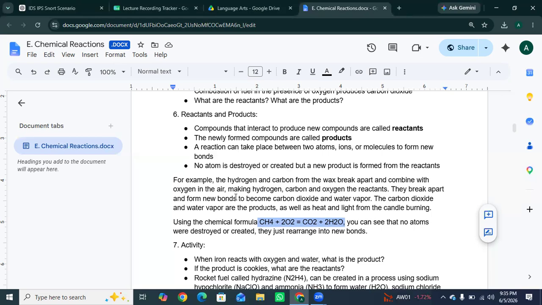No atoms are ever created or destroyed in a reaction, they just rearrange into new groups. For example, the hydrogen and carbon from the wax break apart and combine with oxygen in the air. These are the reactants. They break apart and form new bonds to become carbon dioxide and water vapor. The carbon dioxide and water vapor are the products, as well as heat and light from the candle burning. Using the chemical formula, you can see that no atoms were destroyed or created, they just rearrange into new bonds.